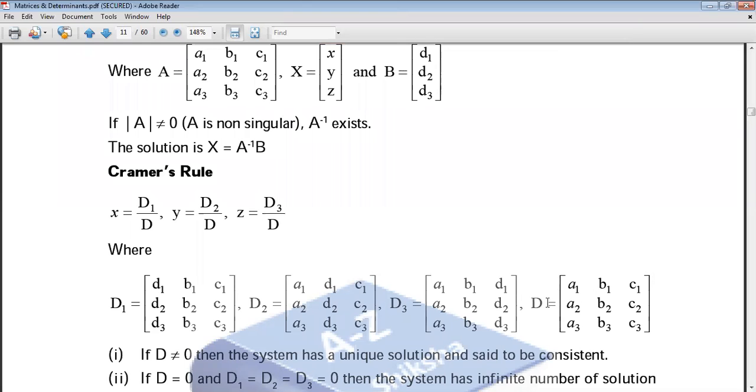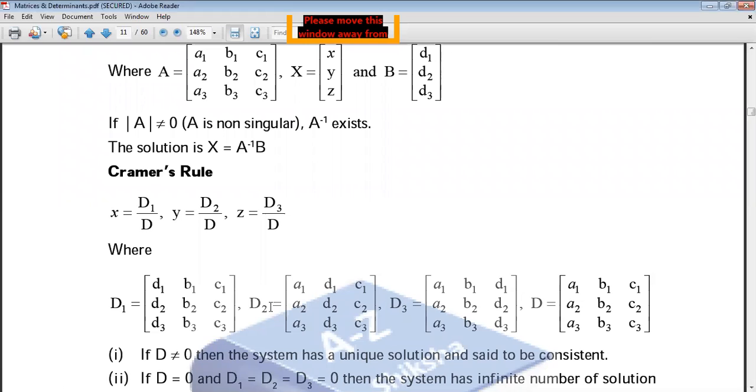All right. Now, after finding D, what is D1? Now you can see the similarity. How can you distinguish D1 and D? You just see here. In D1, what do you have to do? In the matrix D1, the second and third columns are as it is, as in D. What will happen in the first column? You just replace A1, A2, A3 in the matrix D by d1, d2, d3. That is the difference. The second and third columns remain the same. The first column of matrix D is changed to d1, d2, d3. That is ultimately the matrix capital D1.